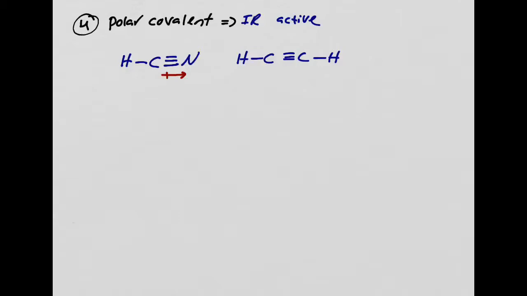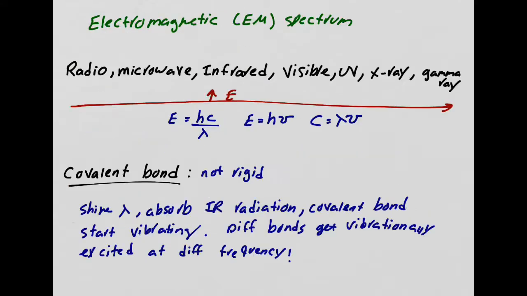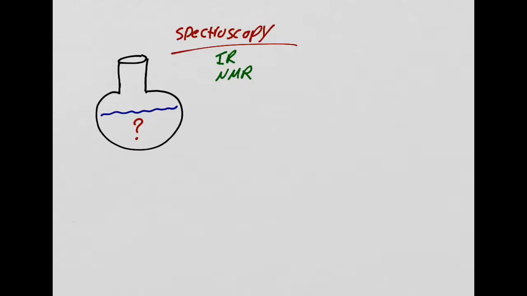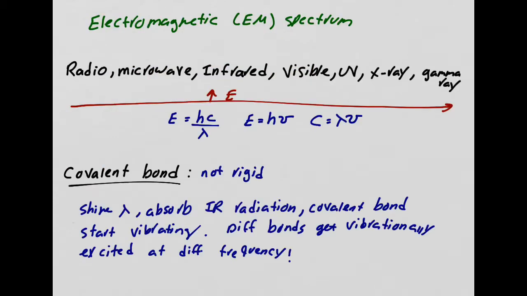Okay. All right. Now, what I wanted to give you an idea of is where the peaks are going to come from. To summarize what we talked about: today is IR. If I have a solution, I don't know what it is, I can figure out based on IR and NMR. We talked about the EM spectrum, the infrared. This is what we are interested in. When you have a covalent bond, it is not rigid, it's like a spring. It goes back and forth. You shine light, it absorbs the IR radiation, and it starts vibrating.